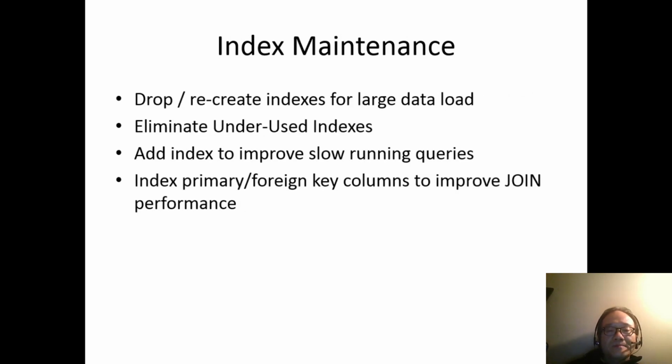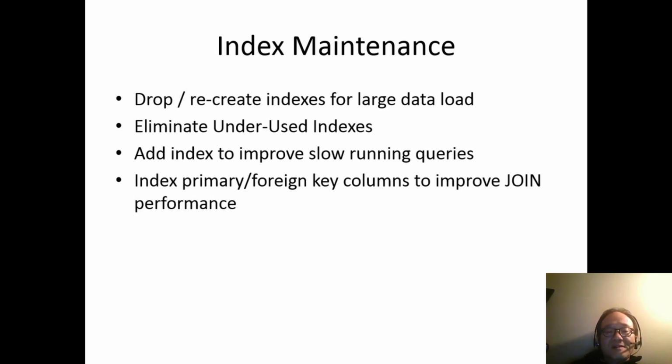Here are some best practices that we can follow when maintaining indexes. For instance, before we do a large data load into the database, we can drop indexes, load the data. After the load is complete, we can recreate indexes. By doing that, we can not only improve the load process, but also ensure that the statistics will be current when the process is complete.